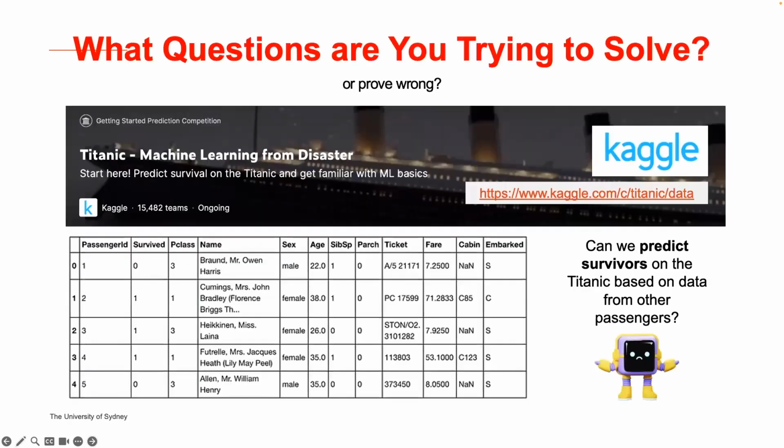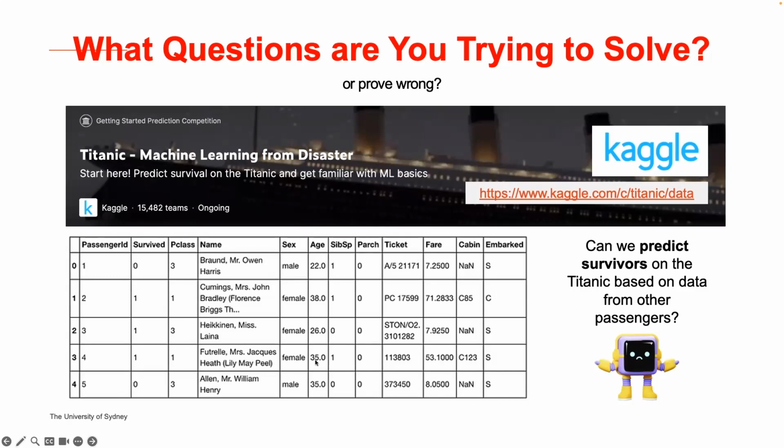This dataset is a compilation of passenger information from the Titanic, downloaded from Kaggle, which is a platform where people can explore, learn, and compete in data science and machine learning challenges. And this dataset typically includes information such as passengers' age, sex, ticket classes, cabin locations, and whether they survived the disaster or not. And the question we're trying to solve is, can we predict survivors on the Titanic based on data from other passengers?